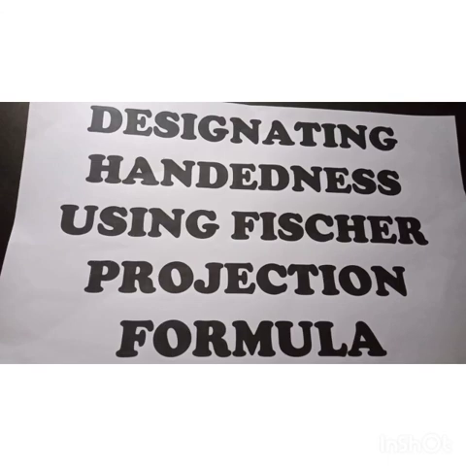Designating handedness using Fischer projection formula. Fischer projection formulas are a method for giving molecular chirality specifications in 2 dimensions. A Fischer projection formula is a two-dimensional structural notation for showing the spatial arrangement of groups about chiral centers in molecules.